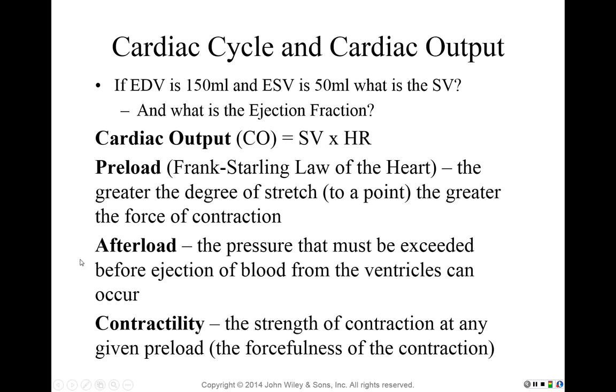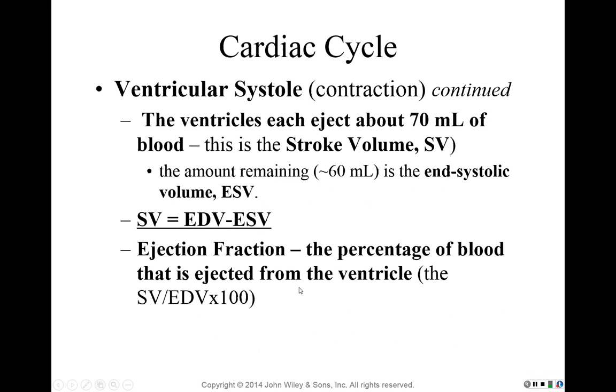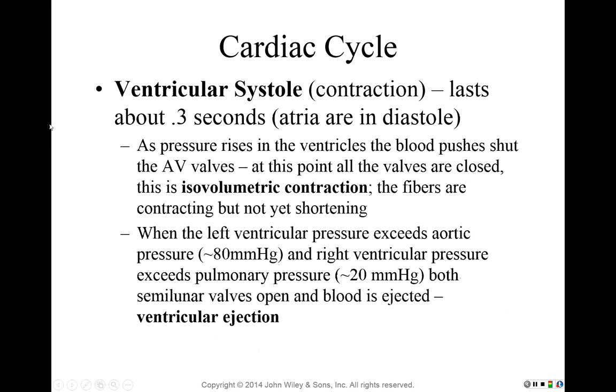But afterload refers to the pressure, and this is key, and I ask about this on every exam. It's the pressure that must be exceeded before we can eject blood from the ventricles. Remember, before we talked about the ejection, we had to exceed 80 in the aorta and 20 in the pulmonary trunk. Well, these two values really represent the afterload. How much pressure and how much volume of blood is there in those two vessels? Primarily we're looking at the left side of the heart, so we're really looking at the aorta. What do we need to do to push that blood out of the way and get the blood out to the body tissues? That's the afterload.